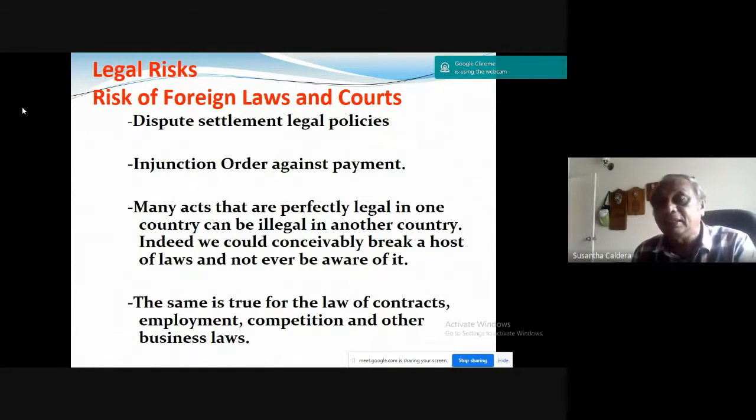Many acts that are perfectly legal in one country can be illegal in another country. Indeed, we could conceivably break a host of laws and not ever be aware of it. Right? The same is true for the law of contracts, employment, competition, and other business laws.